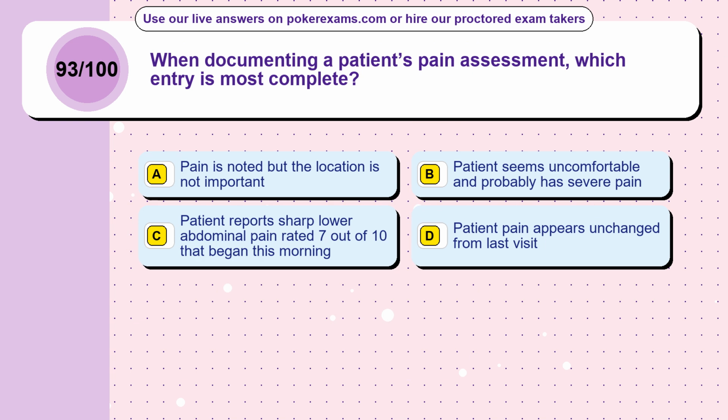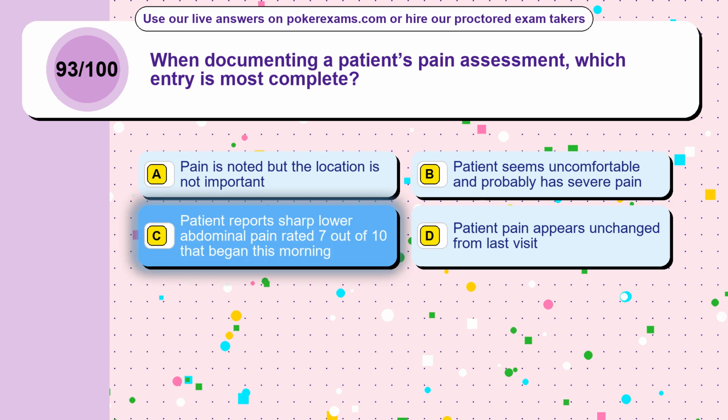Question 93. When documenting a patient's pain assessment, which entry is most complete? Option A. Pain is noted but the location is not important. Option B. Patient seems uncomfortable and probably has severe pain. Option C. Patient reports sharp lower abdominal pain rated 7 out of 10 that began this morning. Option D. Patient pain appears unchanged from last visit. The correct answer is option C.